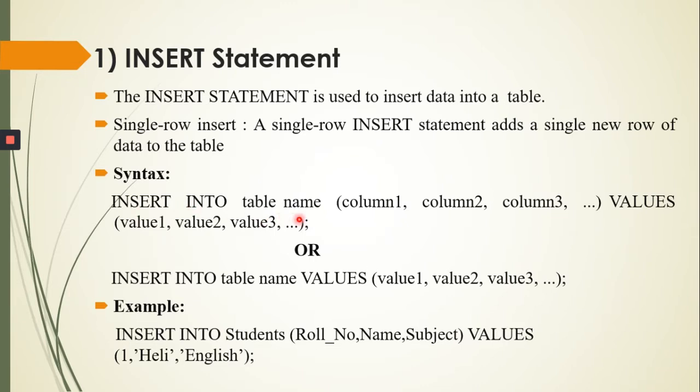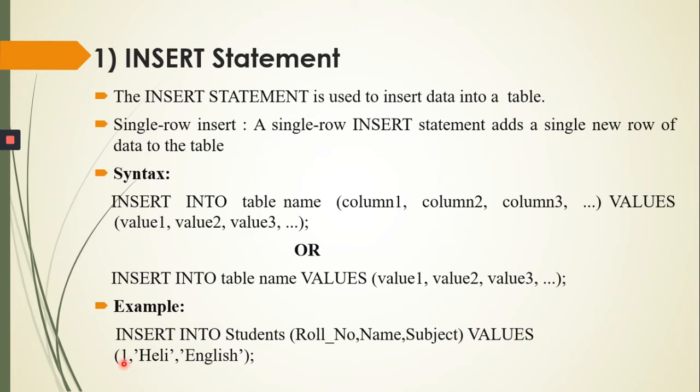Insert into, we have to provide the table name. In brackets we have to provide the columns of this table, and in values we have to provide the values of those columns. Now see the example. Insert into student. So student is my table name. In student I have 3 columns, that is roll number, name and subject. So I write roll number, comma, name, comma, subject. These are the column names. Now I have to provide the values of these columns, so I have to write values.